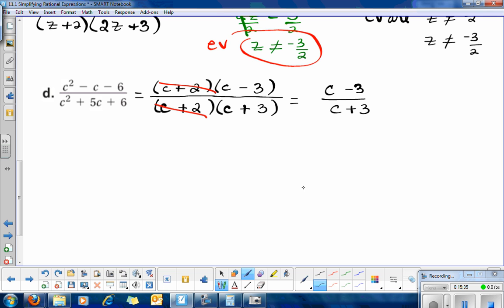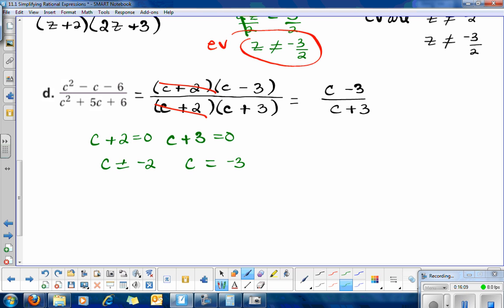Uh-oh, we forgot to do our excluded values. So let's go back. Now, we don't want to use our final answer for our excluded values. We want to use our original denominator for our excluded values. So c plus 2 is equal to 0, and c plus 3 is equal to 0. So subtract 2 on both sides. c is equal to negative 2. Subtract 3 on both sides. c is equal to negative 3.